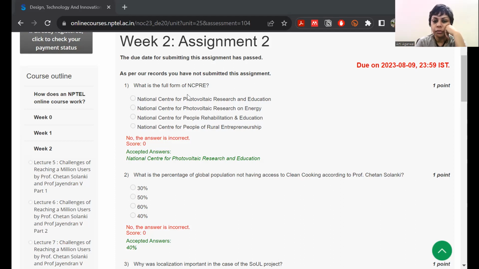So even if you don't remember the full form, if you've not rote learned the full form, you can still figure out what the full form of NCPRE is if you just remember what the exact project was and what they were doing in that project. So for questions like these, maybe your memory is not very good in terms of remembering things verbatim. It happens to many people. But try to logically reason and use something like a process of elimination.